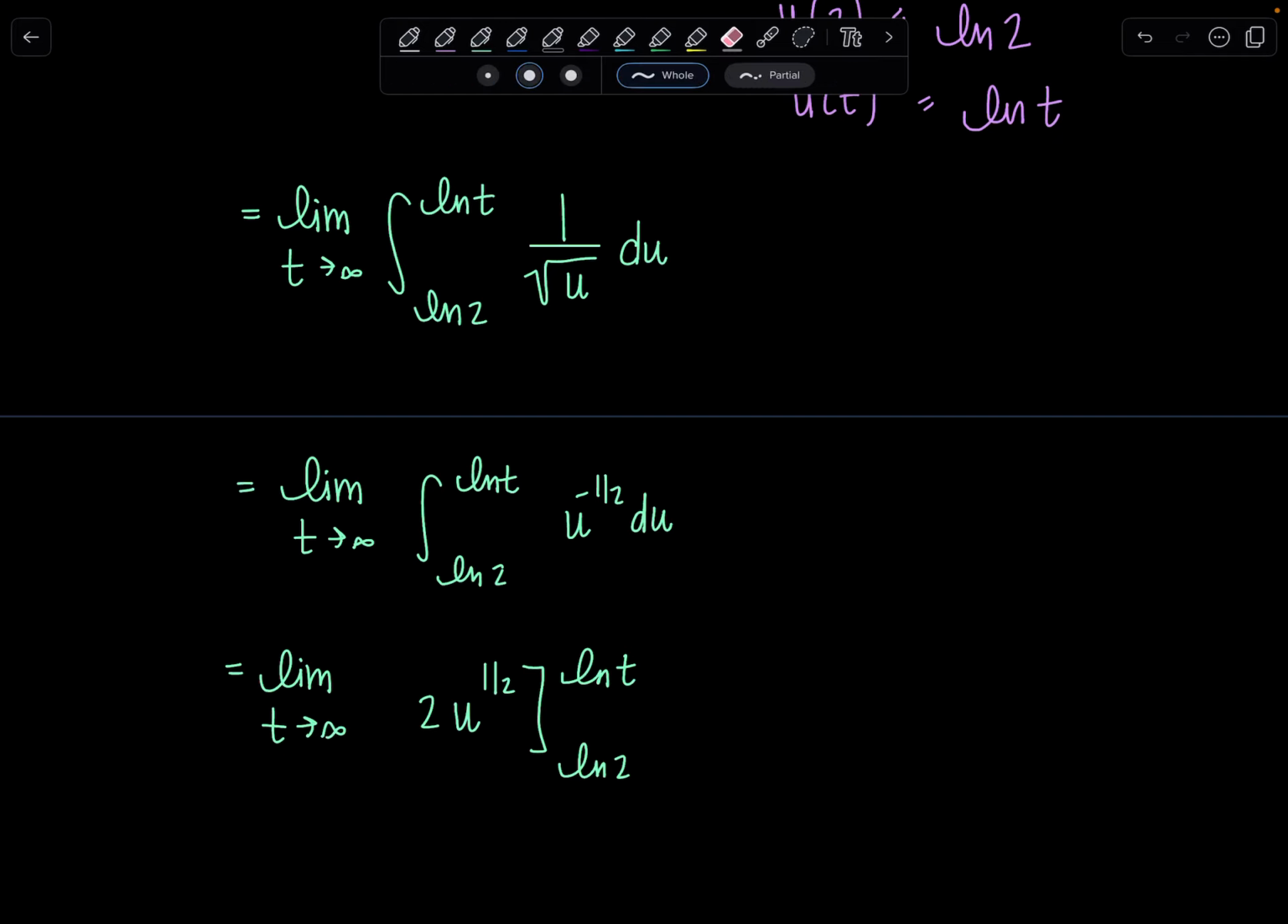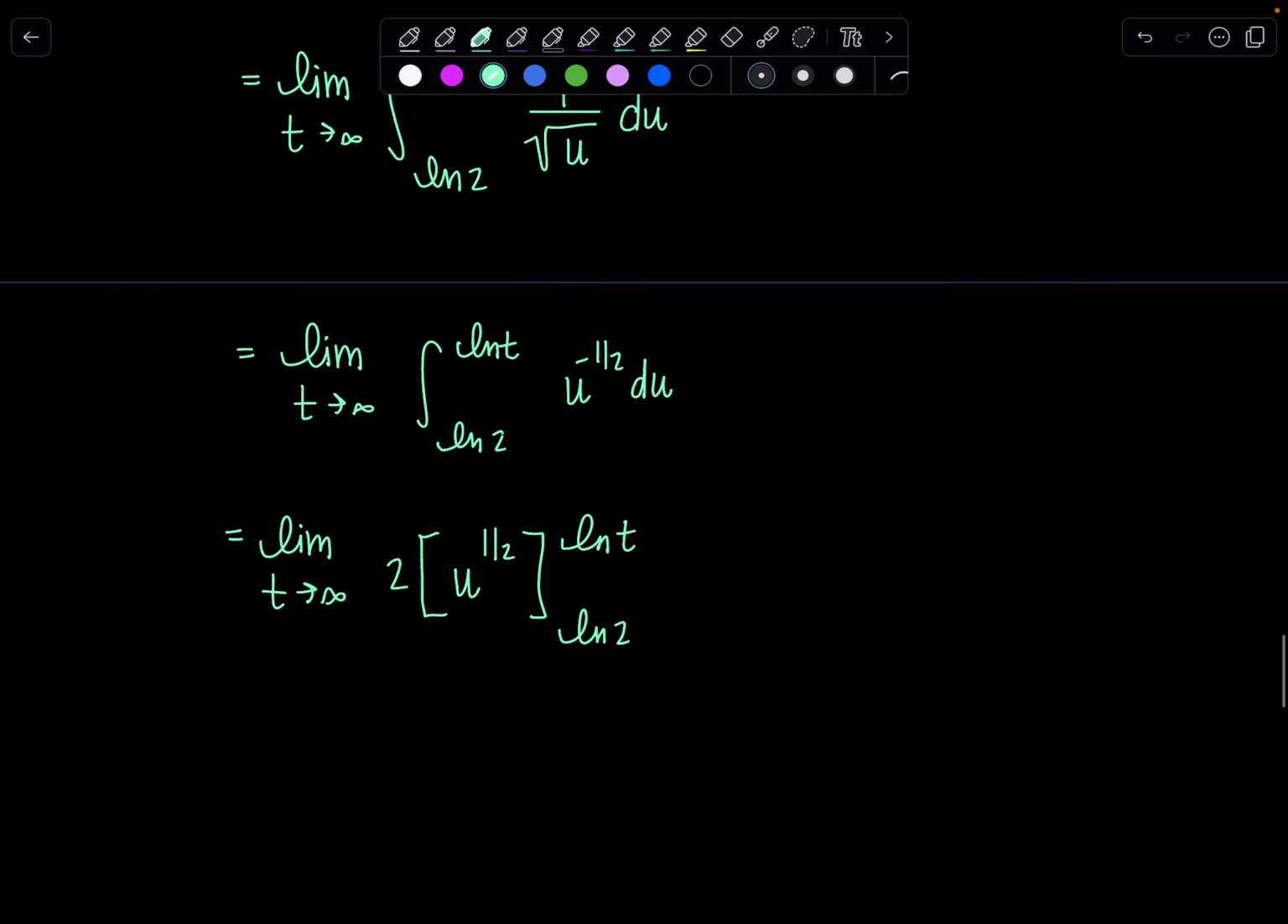Good. Now, this 2, you can put it all the way out and not include it when evaluating u to the 1/2 at the limits of integration. That sometimes makes things easier. So we've got limit t goes to infinity 2 times, this is square root of natural log of t minus square root natural log of 2.